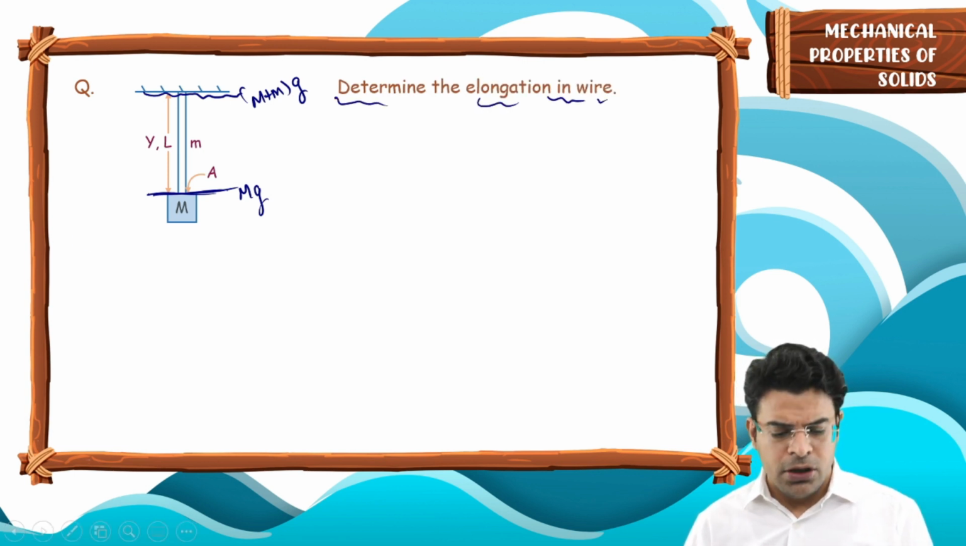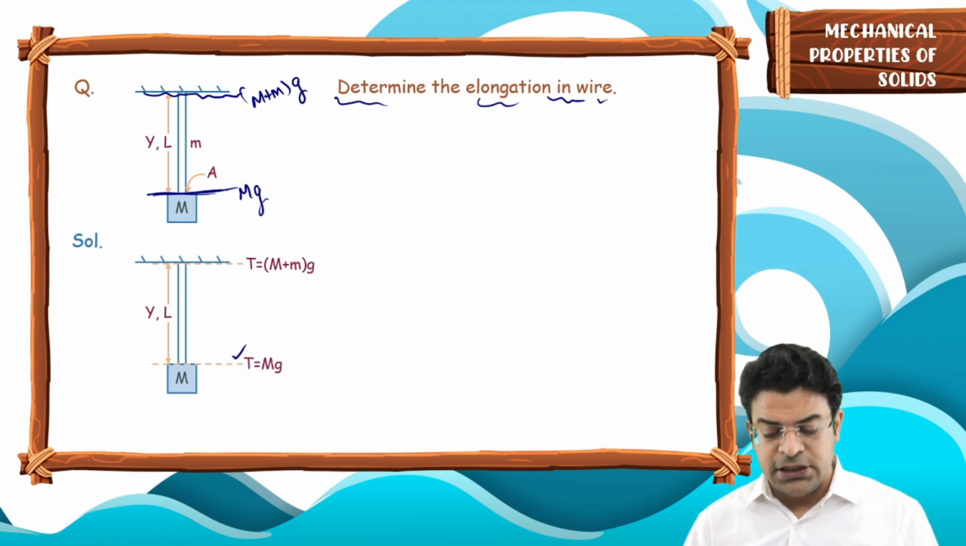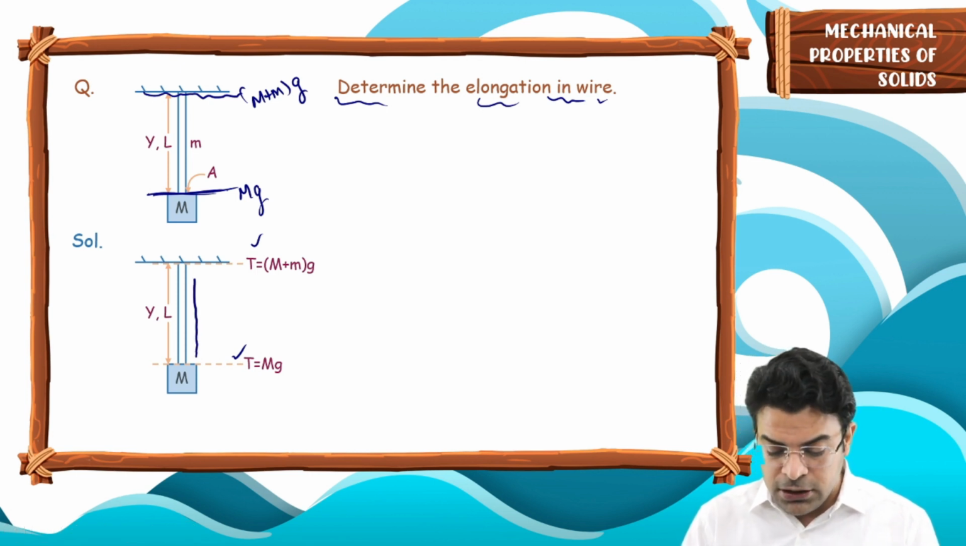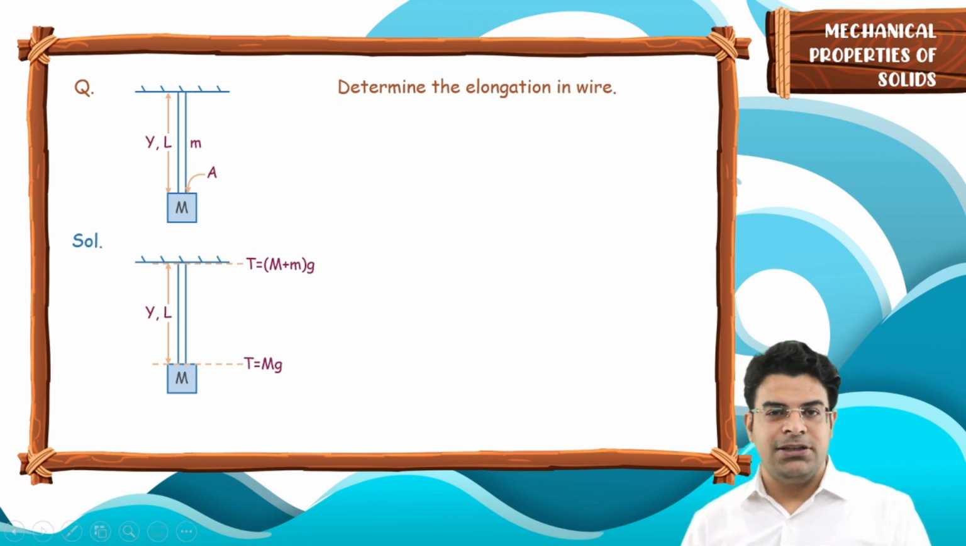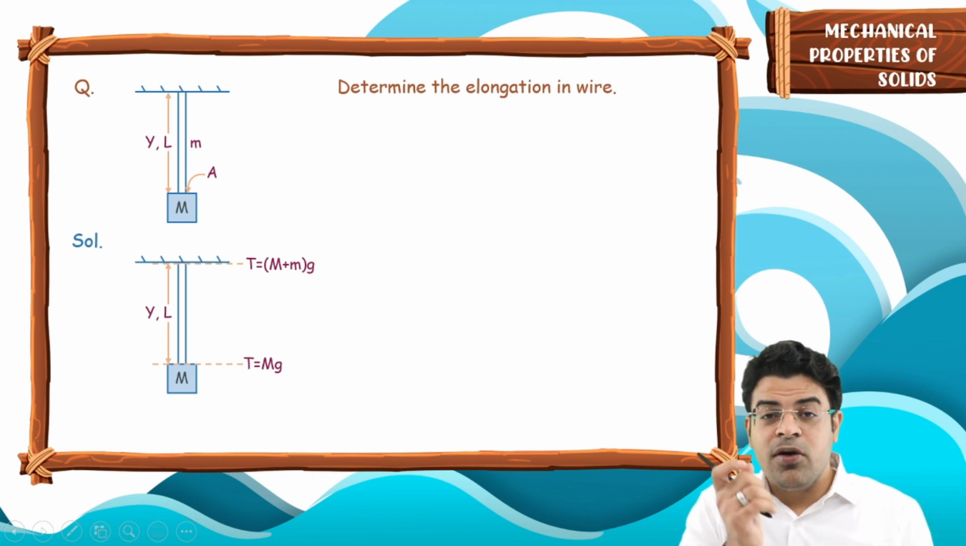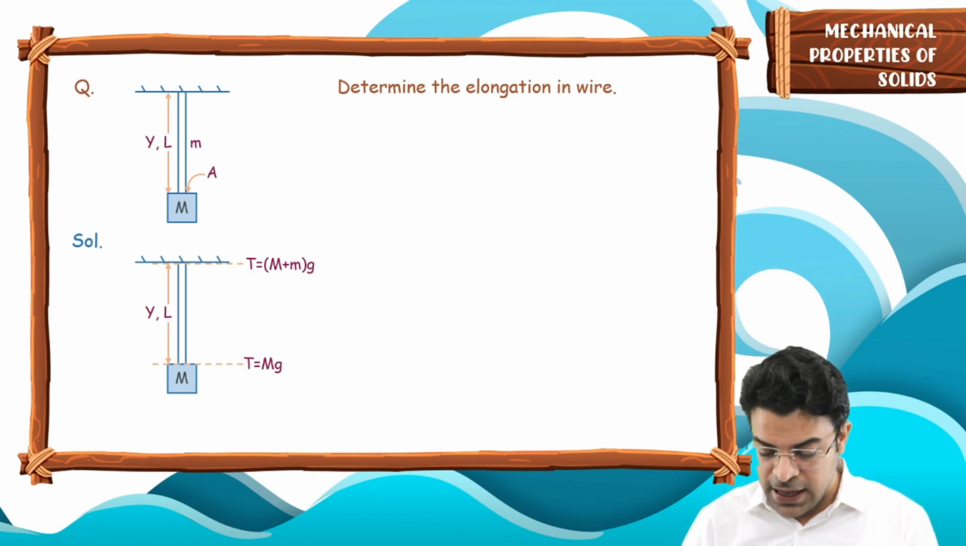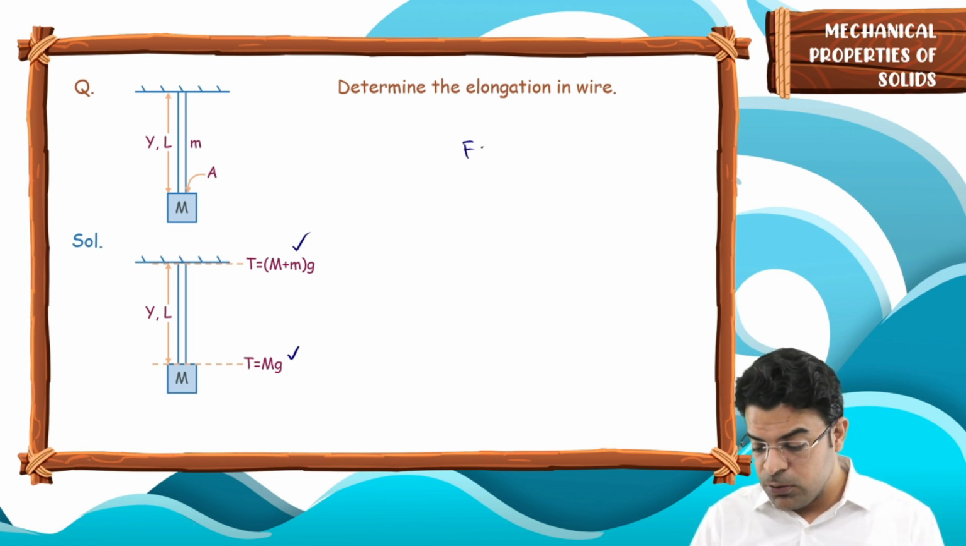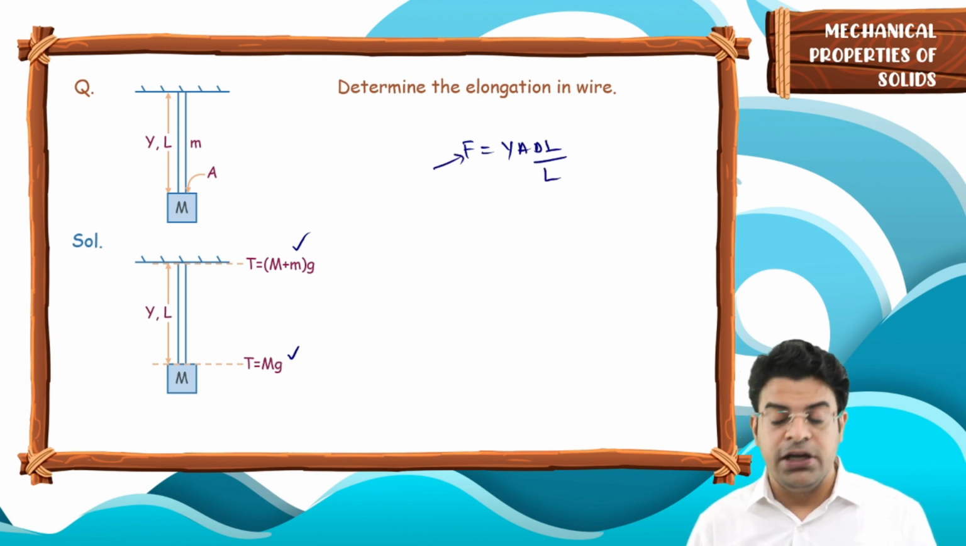So determine what will be the elongation in this wire. That is the mission. So you will say at the lowest point tension is capital Mg. At the highest point tension is capital M plus small m into g. Going from the bottom till the top of the wire, the tension keeps on increasing. So sir, what force to take? The average of the two. The average of the one at the lowest point and the one at the highest point. And then use the formula F equals to YA delta L by L, substituting here the average force.